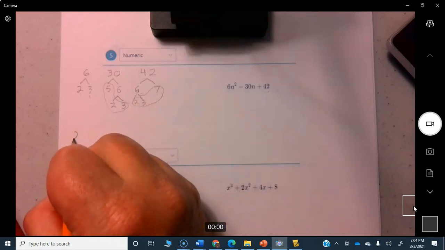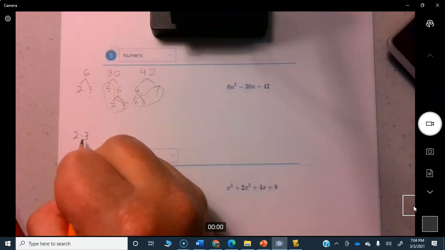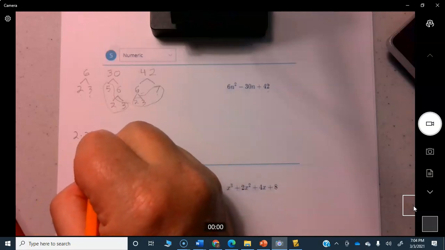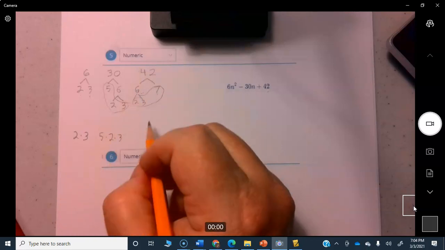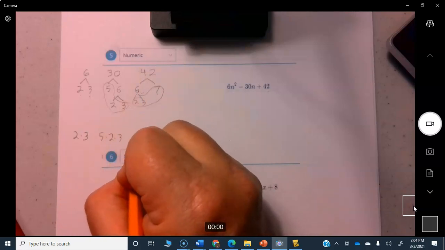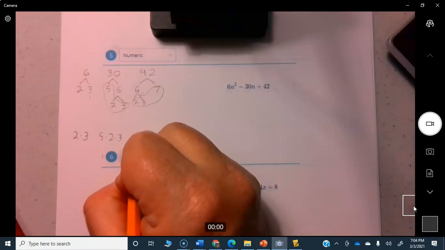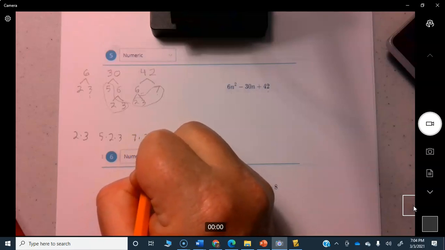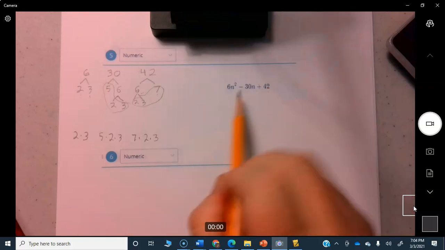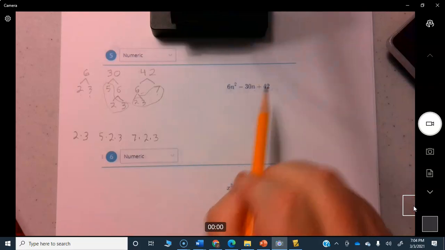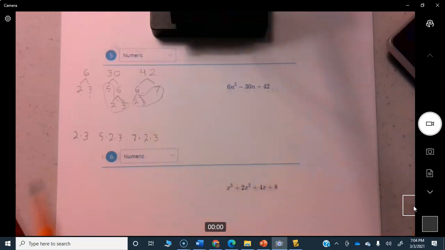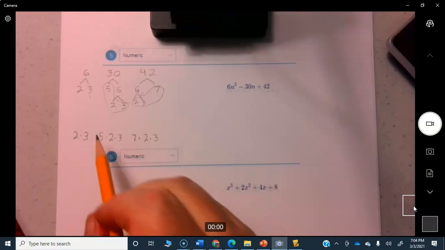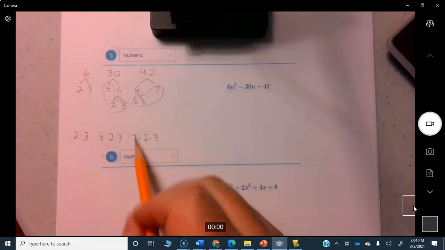So 6 is 2 times 3. 30 is 5 times 2 times 3. And 42 is 7 times 2 times 3. Okay. They don't all have an n in common, so n will not factor out. They'd all have to have at least one n to factor an n out, but they don't. This one doesn't have an n, so you can't factor that out. So the only thing we're looking at is the 2 times 3. They all have a 2 times 3 in common.